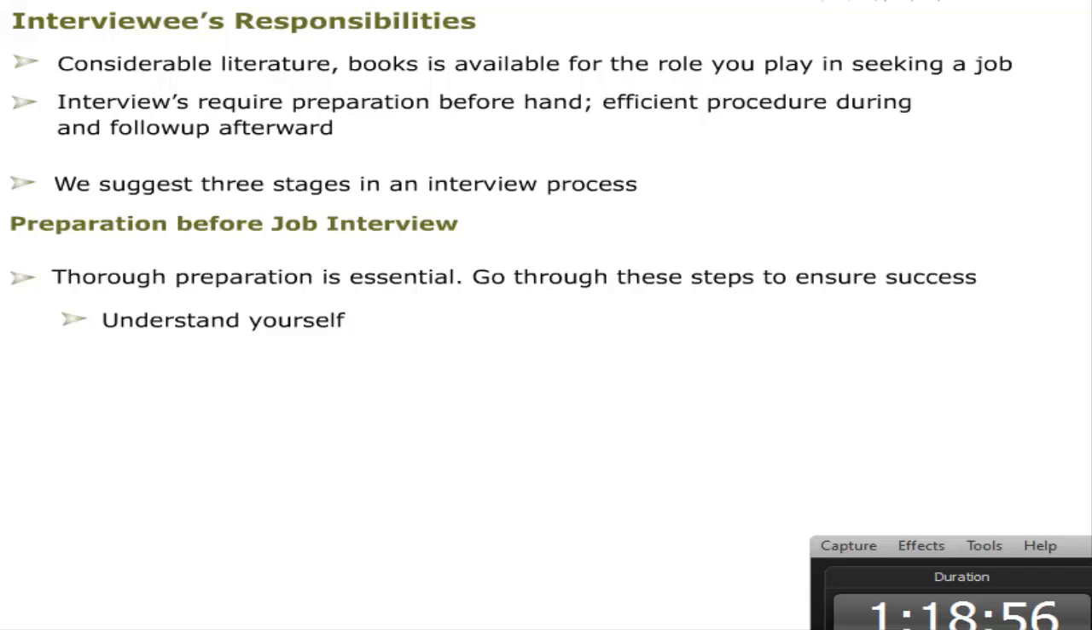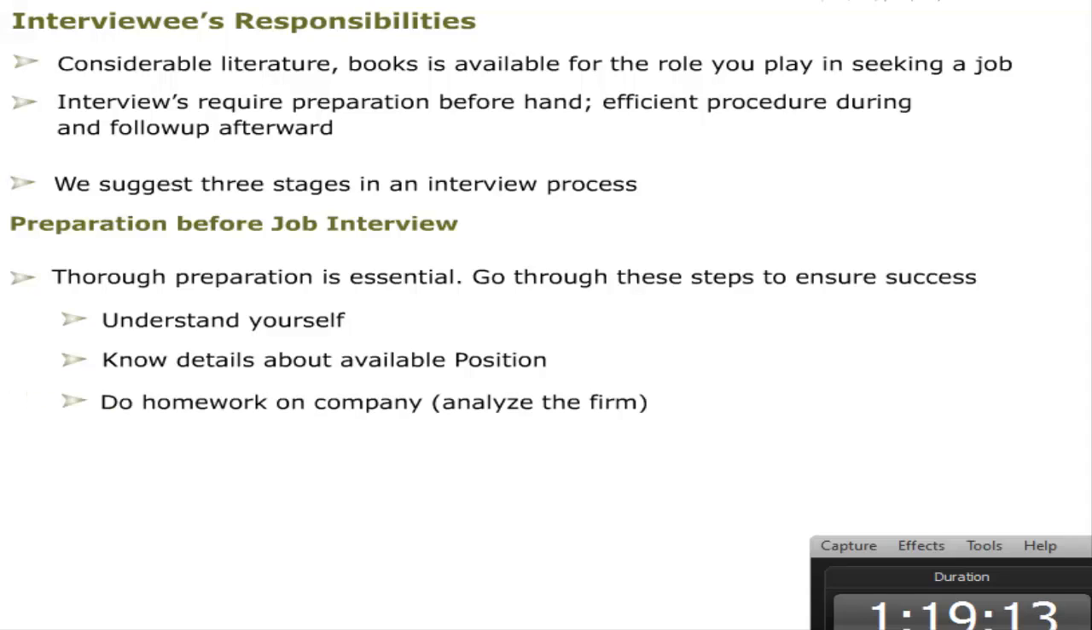Understand yourself. A rational self-assessment of your strengths and weaknesses is a must. Know details about the available position. Review how your skills relate to the open position. Do homework on the company. Analyze the firm.